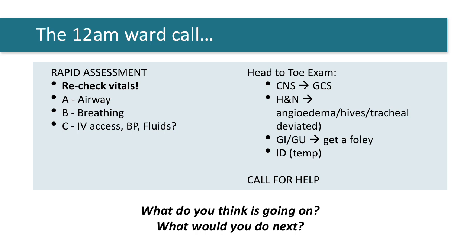You will do this in conjunction with a very succinct head-to-toe exam. From a neurological perspective, check his GCS. Head and neck exam, look for angioedema, hives, or tracheal deviation. This will help you rule in or rule out potentially tension pneumothorax and anaphylaxis.